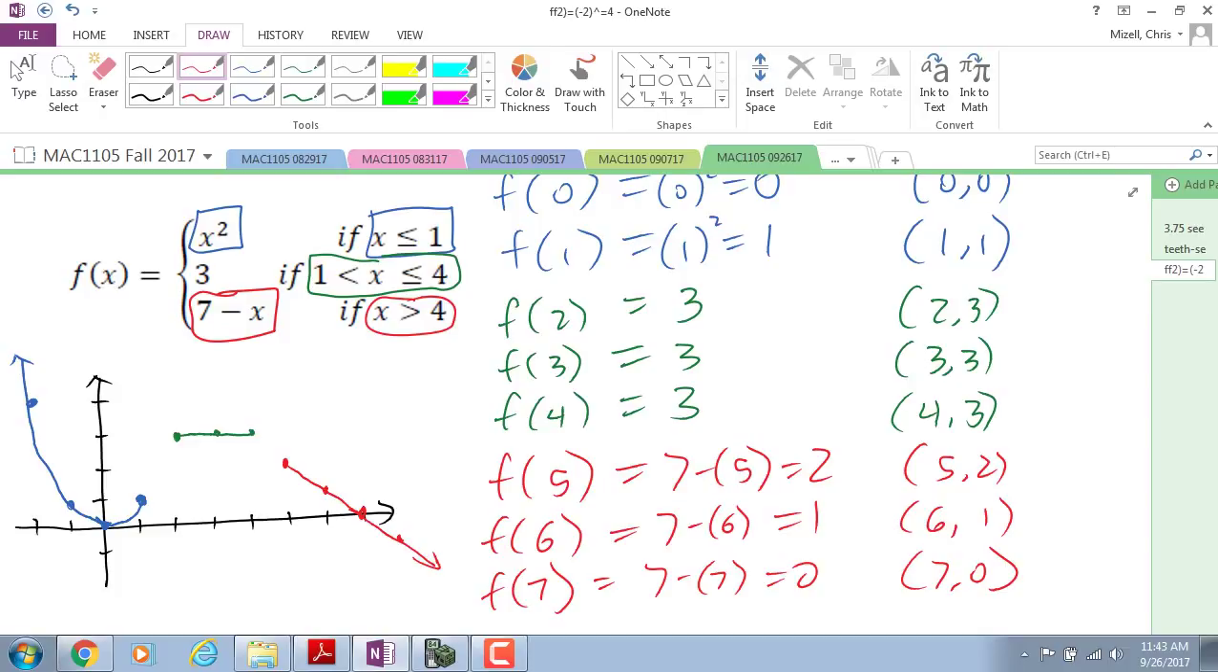We would be using the rule where x is between 1 and 4. 1.5 is between 1 and 4. So we would use this rule, f of 1.5 equals 3. So we plot the point 1.5, 3. What if we evaluated this function at 1.1? 1.1 is still between 1 and 4, so that would still be 3.